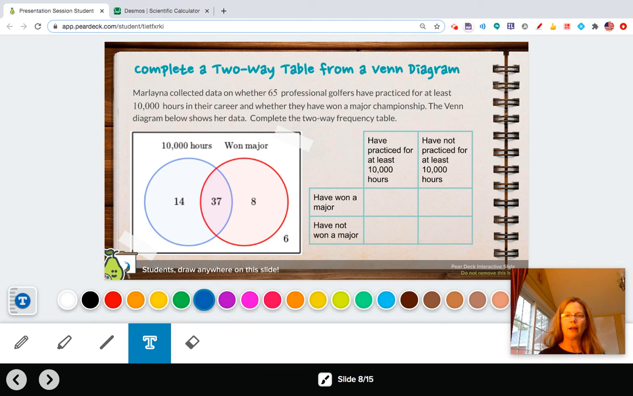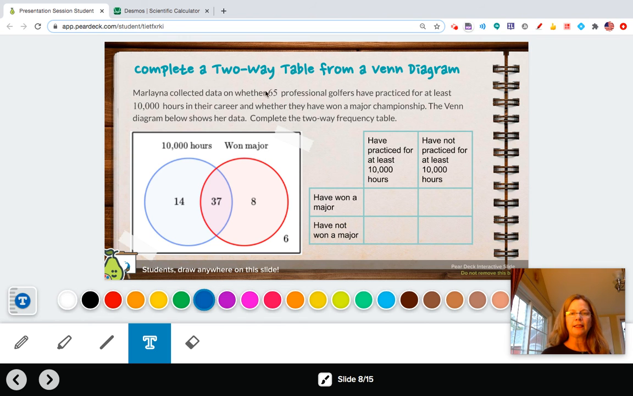All right, now we have a Venn diagram and a two-way table. Okay, we should look at what's in the Venn diagram. I always recommend looking at that before even reading the context. So something about 10,000 hours. So apparently, 10,000 hours is the blue circle. One major is the red circle. There are 37 who did both 10,000 hours and won the major, and 6 who did neither.